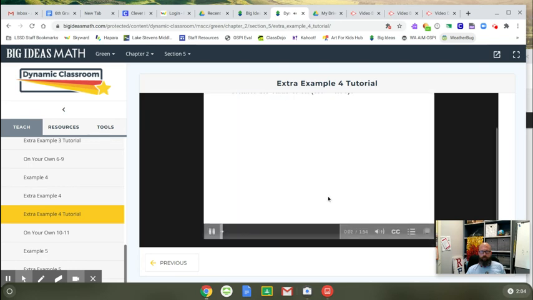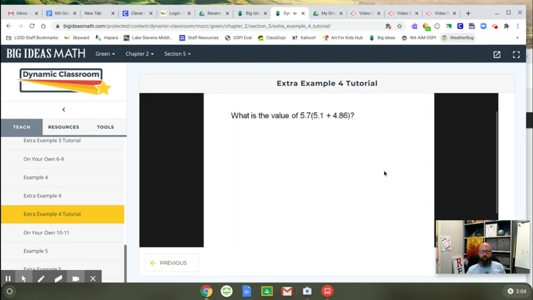What is the value of 5 and 7/10 times the quantity 5 and 1/10 plus 4 and 86/100? First, simplify within the parentheses. Add 5 and 1/10 plus 4 and 86/100. 6 plus 0 is 6. 1 plus 8 is 9. 5 plus 4 is 9. Simplify the expression. Multiply 5 and 7/10 and 9 and 96/100. Begin by multiplying by 7 throughout 9 and 96/100.